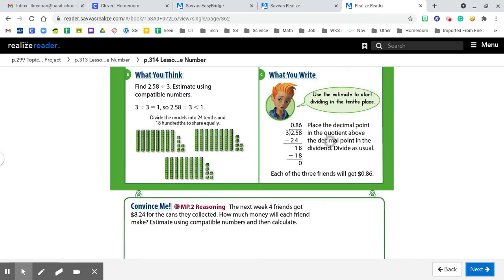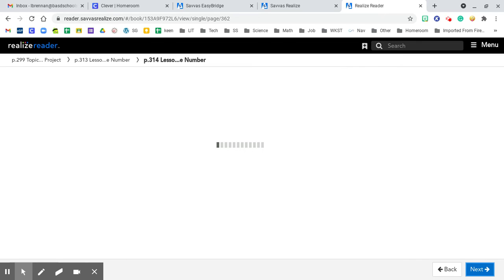And over on the side, you can see they're doing the division algorithm. The decimal just moves right up into the quotient. You just ignore it. Do the division as if the decimal's not there. Just make sure you've placed it in the quotient when you're finished. So, next page.